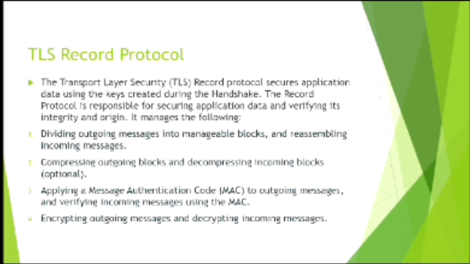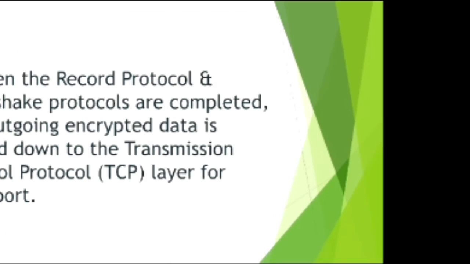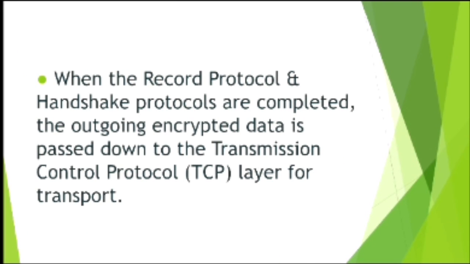Third, applying a message authentication code, MAC, to outgoing messages and verifying incoming messages using the MAC. Fourth, encrypting outgoing messages and decrypting incoming messages. When the record protocol and handshake protocols are completed, the outgoing encrypted data is passed down to the Transmission Control Protocol, TCP, layer for transport.